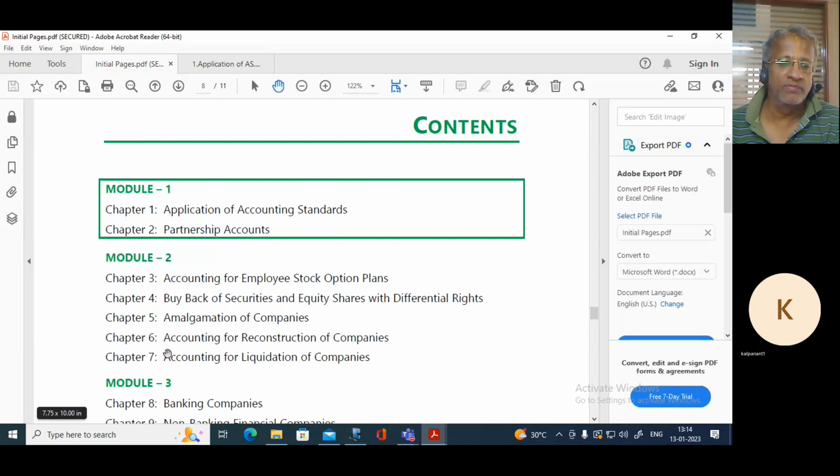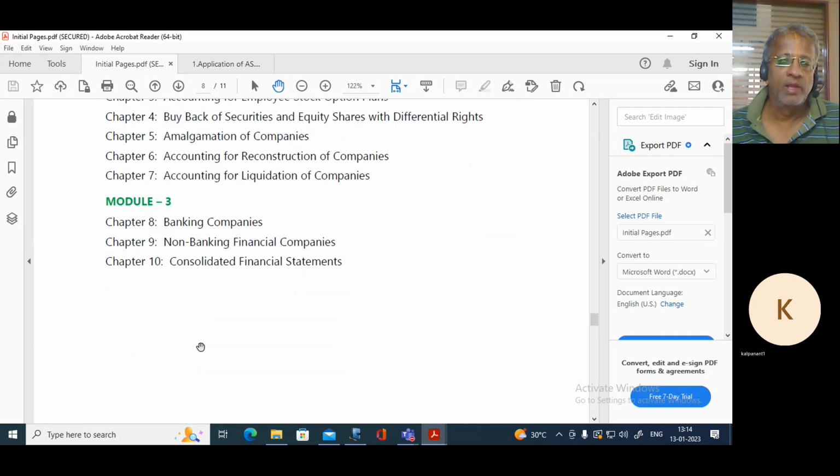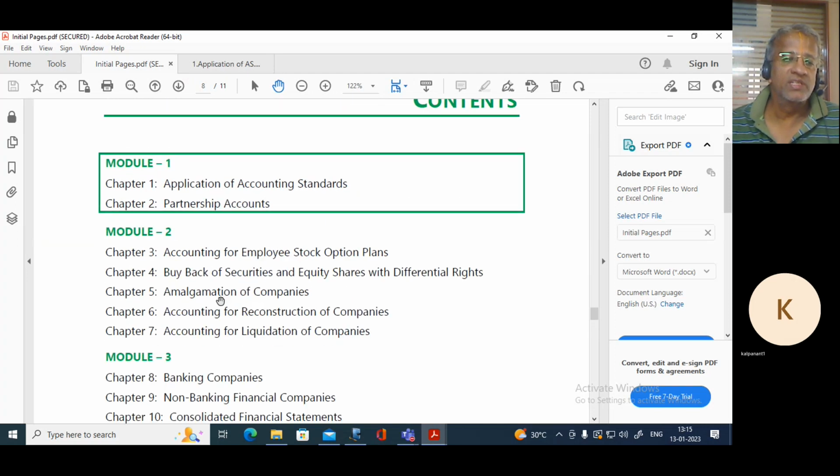We have module number 1, which has got application of accounting standards. Chapter number 2 is partnership accounts. Module 2 has got ESOP. Chapter number 4, buyback of securities. Chapter number 5, amalgamation of companies. 6, reconstruction of companies. 7, liquidation of companies. Module 3 is about banking company, NBFC, and lastly, consolidated financial statements. Okay. These are the 3 modules.